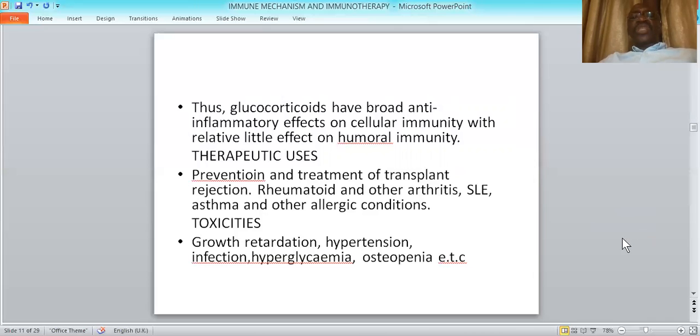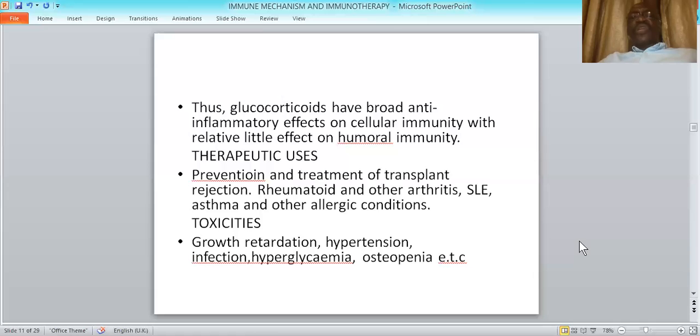What are the therapeutic uses of adrenocortical steroids? They are useful in prevention and treatment of transplant rejection. Prevention and treatment. Preventing transplant rejection is one thing. Treating transplant rejection, that is when rejection has ensued, is another thing. Glucocorticoids, or otherwise named adrenocortical steroids, are effective both in prevention and treatment of transplant rejection.